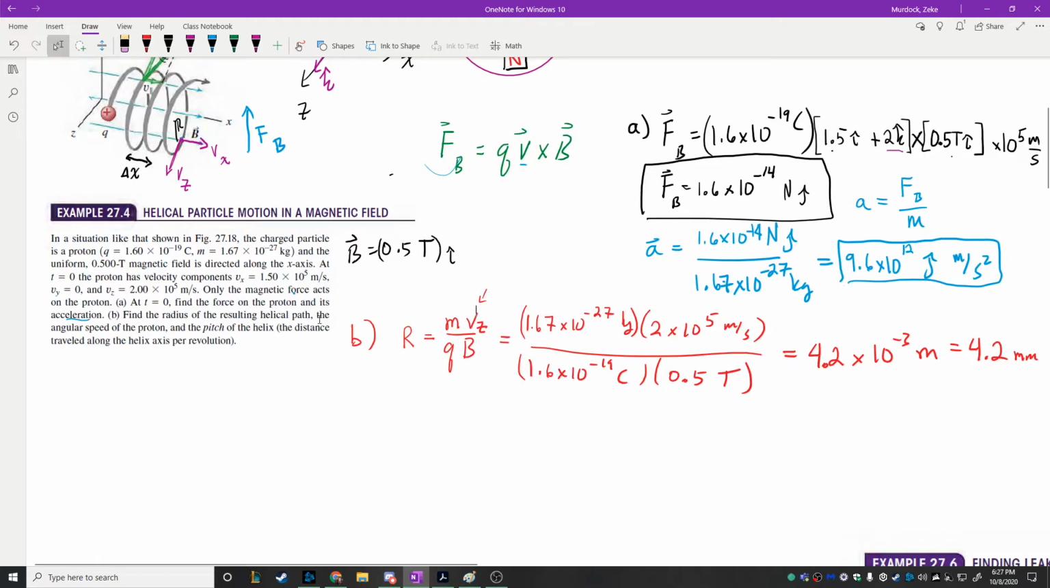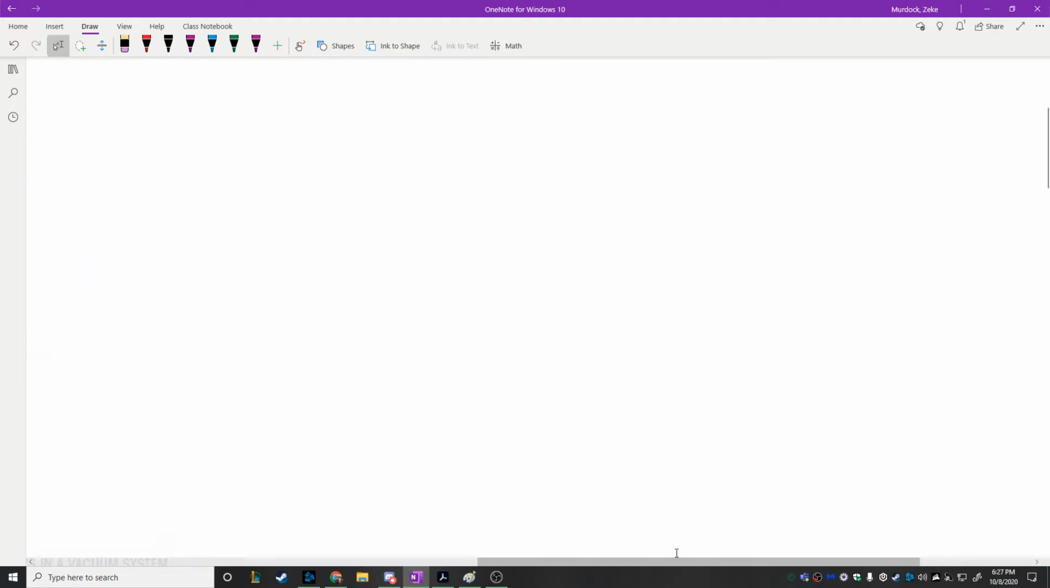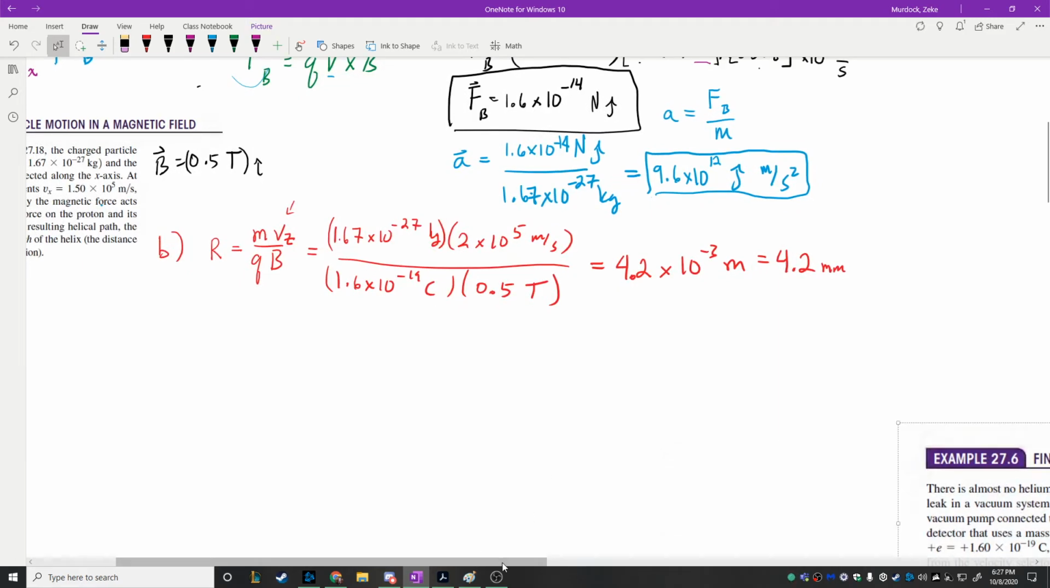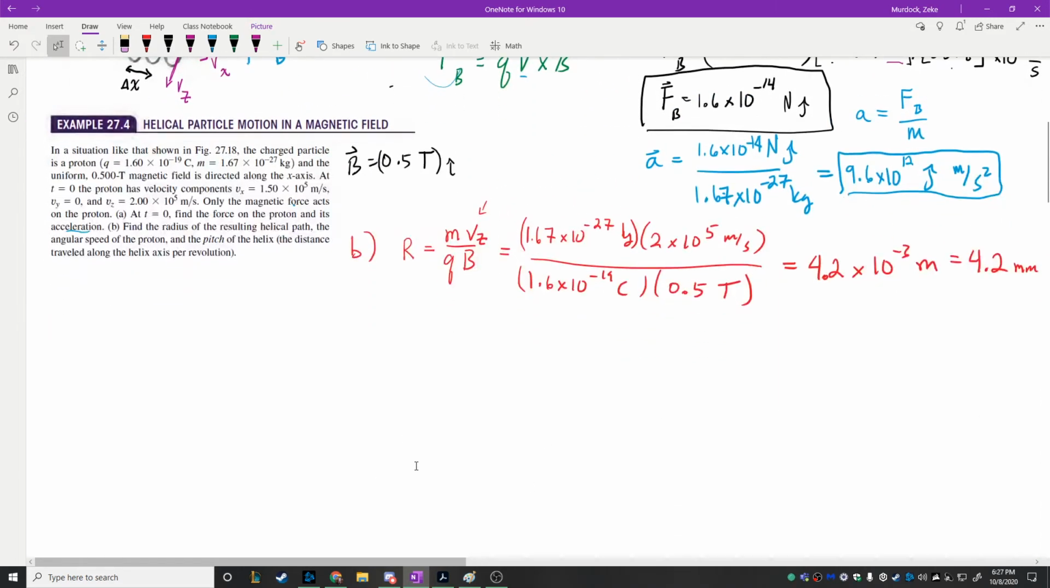Okay, so the next part was to find the angular speed of the proton. Does anyone remember how we do that from last time? How do we find the angular speed? V over r, that's right, exactly. We're very good at remembering these relationships. So again, it would be the perpendicular component of the velocity divided by the radius that we're looking for. So from this equation, we can see that that quantity would be Vz over r, and it happens to be equal to QB over m, I believe.